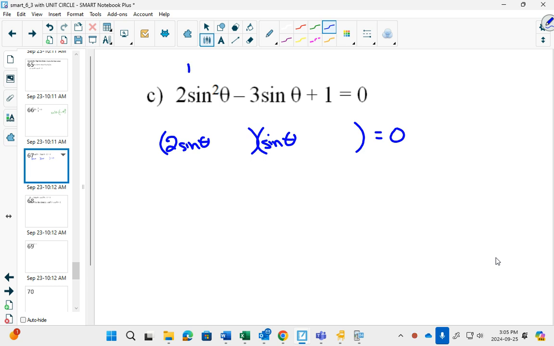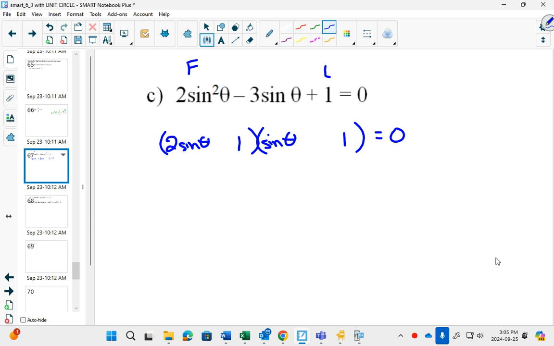And this will give us our first ones. The last numbers, when you multiply it all out, will multiply to give you your last number. And this is beautiful too, because with a 1 there, there's not many choices with whole numbers that work. The only way to get this last number of 1 would be to have 1 times 1. The only way to get the first number is 2 sine theta and sine theta.